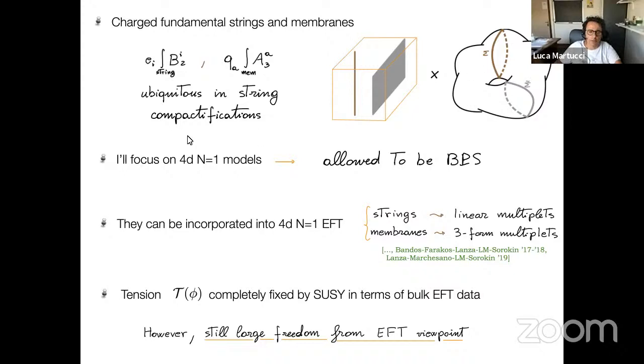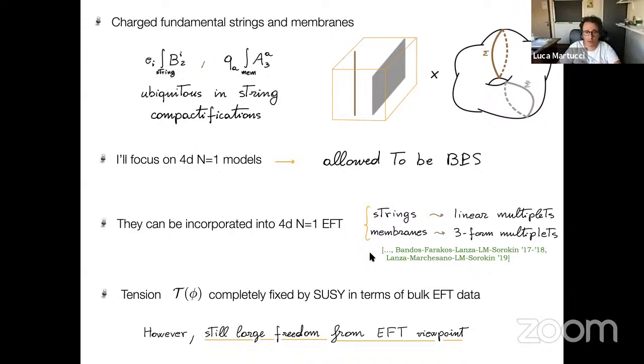If we focus on minimally supersymmetric models, so models preserving some minimal supersymmetry in four dimensions, which are usually the most interesting ones from the phenomenological viewpoint, they are still allowed to be BPS. That means that they can be included in a manifestly supersymmetric way into a four-dimensional effective field theory. In particular, strings naturally couple to linear multiplets, while membranes couple to appropriately defined three-form multiplets, which are defined in these papers here.